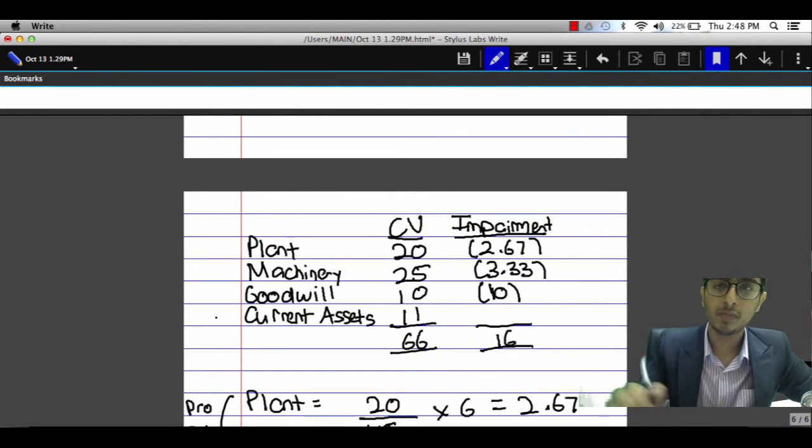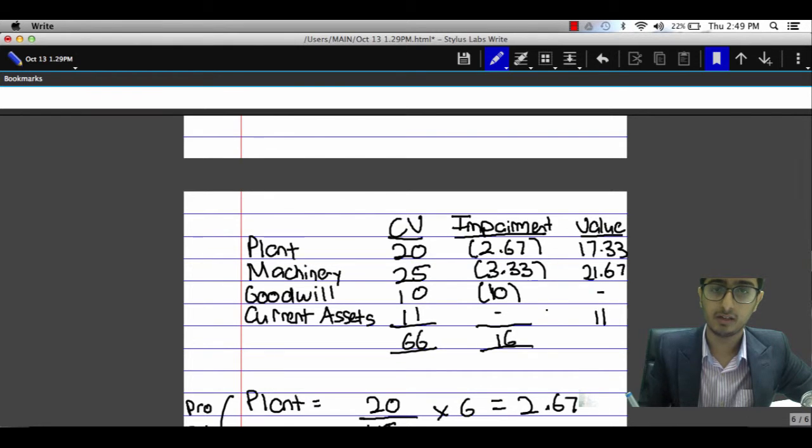So now what will be actually the value of my assets now? My plant will be 17.33. My machinery will be 21.67. My goodwill will become 0 now, and my current assets still remain as 11. Okay?